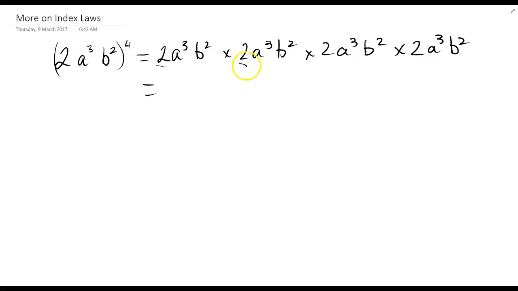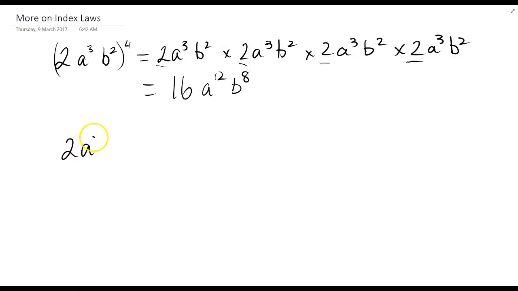I've got 2 times 2, which is 4, times another 2, which is 8, times another 2, which gives me 16. And then A's, I've got 3 here, another 3, so that's 6, another 3, 9, another 3, 12. And then B's, 2 here, another 2, 4, 6, 8, b to the 8. And there's my answer. So obviously there's a rule here that we can apply to make this a little easier for us so that we don't have to write out this very lengthy expression. So let's have a look at that.